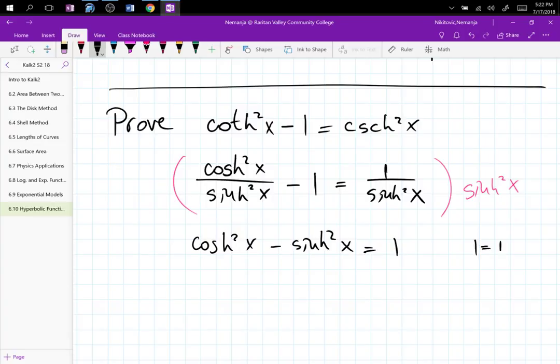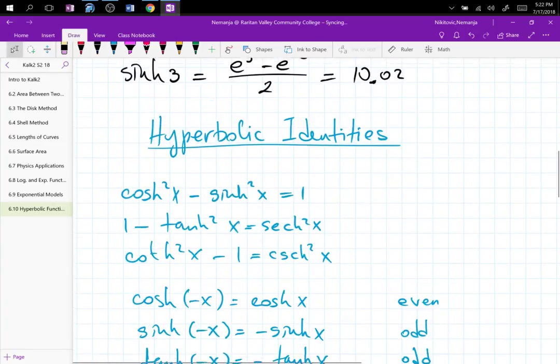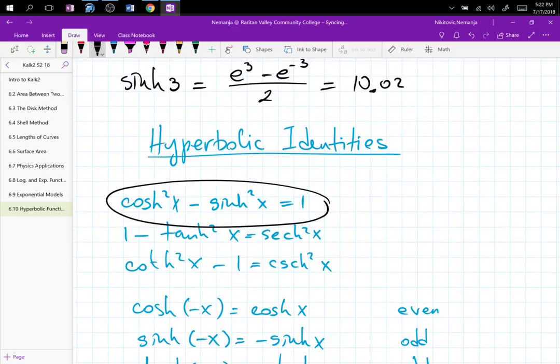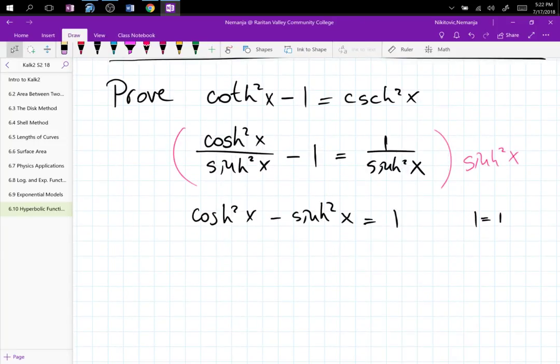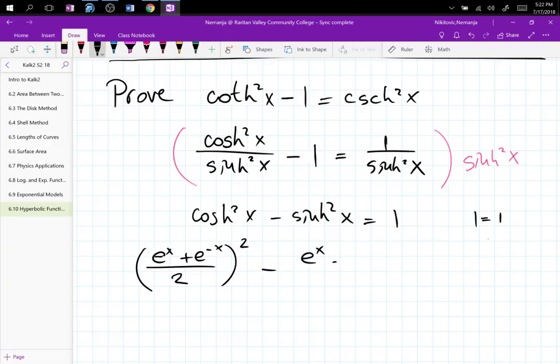Let's not be cheap, because that's the established identity already. You see that? So we're done. But let's just push, right? So we have (e^x + e^(-x))/2, squared, minus (e^x - e^(-x))/2, everything squared, should be 1.